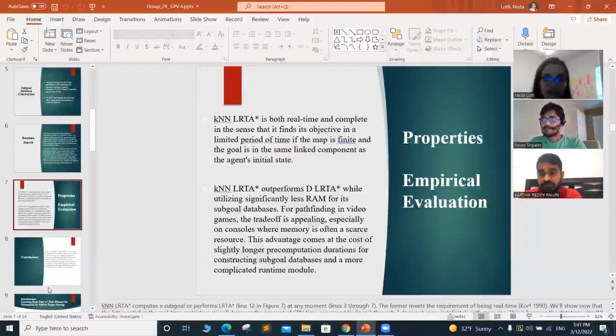This advantage comes at the cost of slightly longer pre-computation duration for constructing the subgoal database and more complicated runtime models.